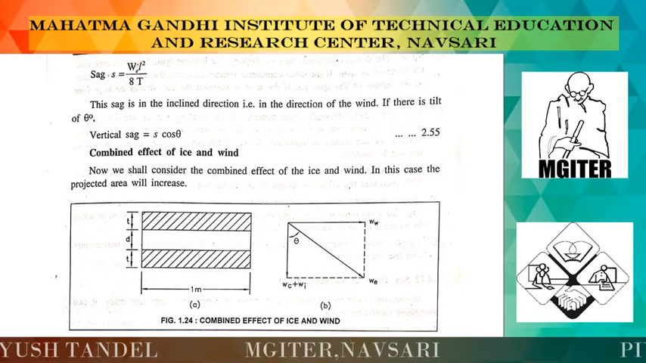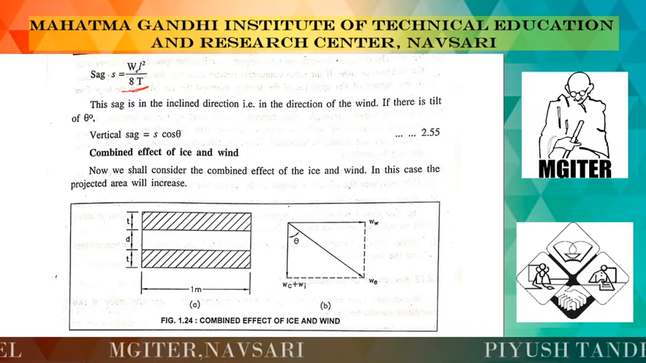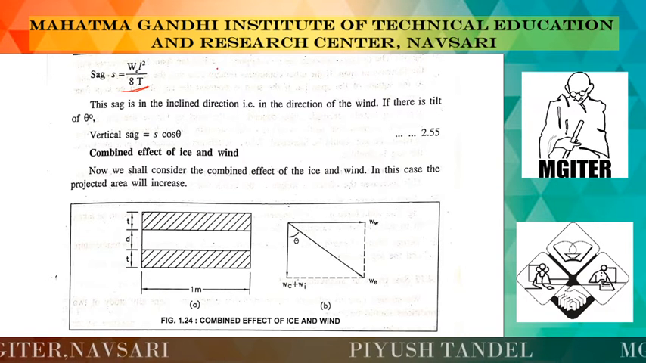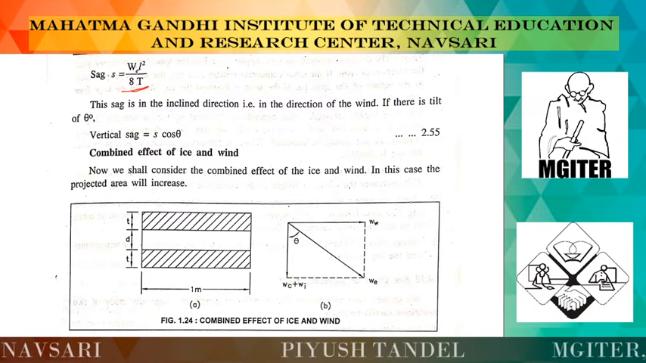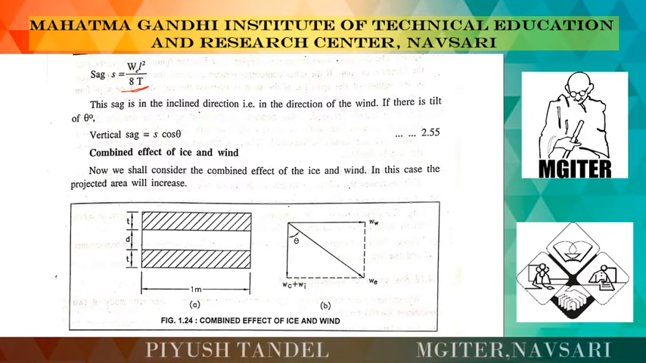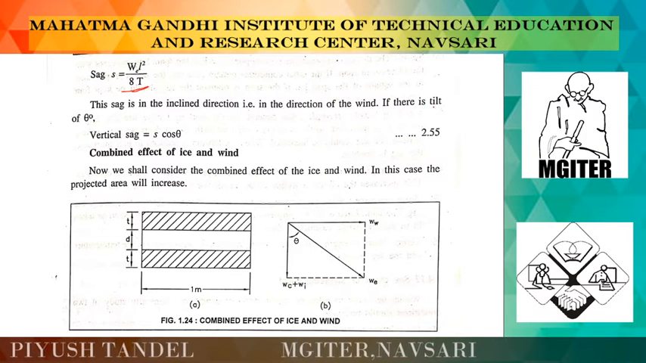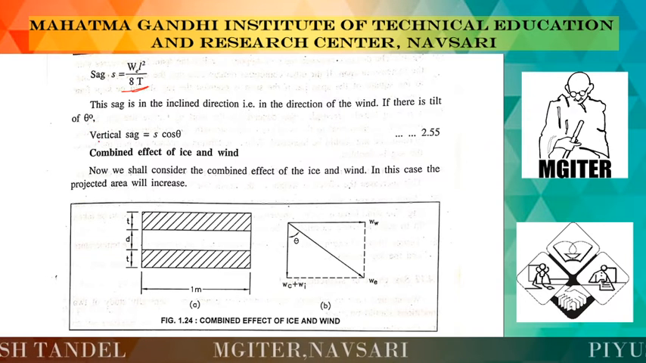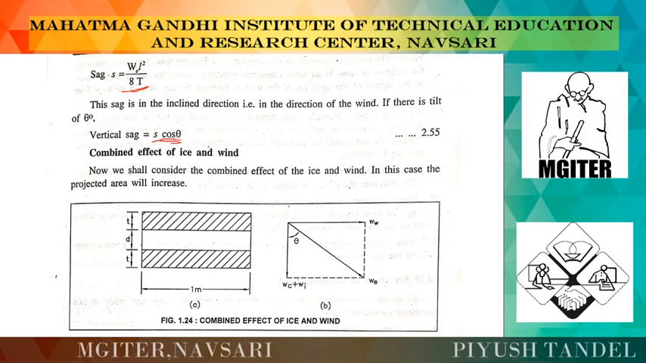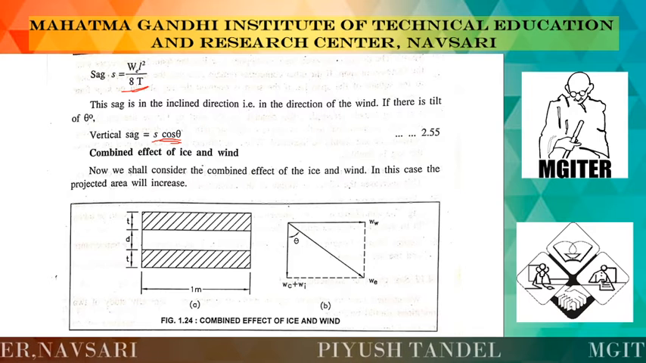Now S is equal to We into L square divided by 8T. This is the equation for the overall weight, We, given as the square root of Ww square plus Wc square. This sag is in the inclined direction, that is, the direction of the wind if there is a tilt of theta degrees. So the vertical sag is S into cos theta. Whenever our sag has a little bit of tilt, at that time we can calculate the vertical sag as S into cos theta.